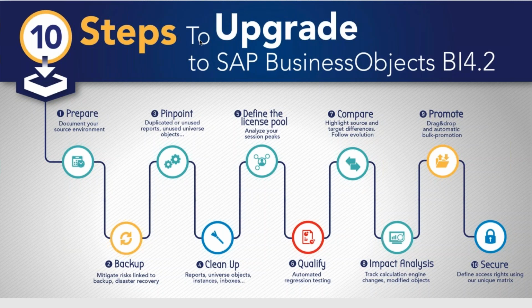Right, so we have a unique security matrix that allows you to document your security. You can even compare security from before the upgrade to after, to see if anything has changed. You can visually see all the folders, what access levels have been granted to which groups, as well as the universes. All the security can be documented for auditing purposes or just to validate that everything's been set up correctly.